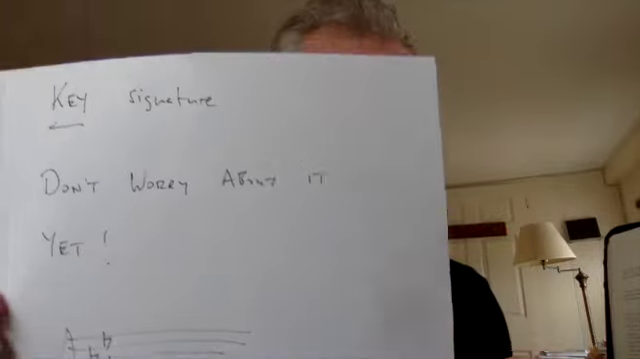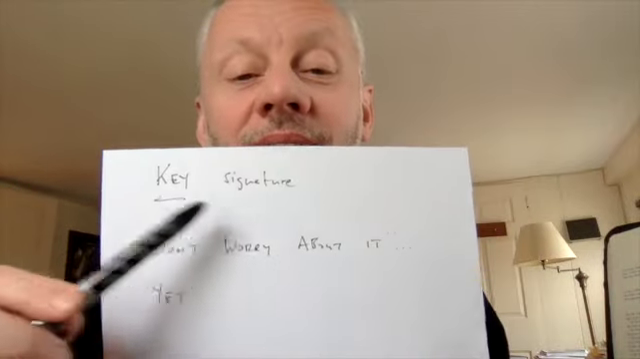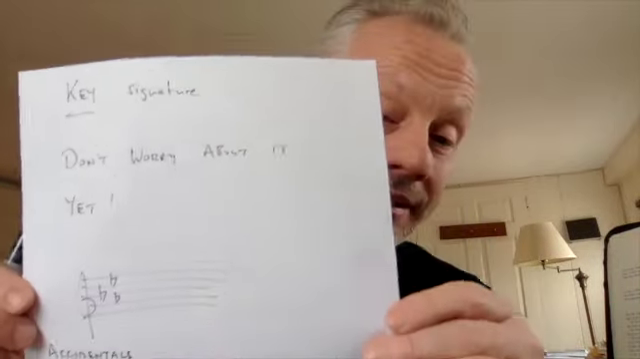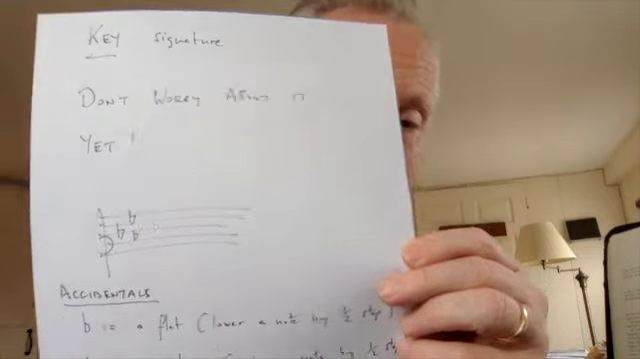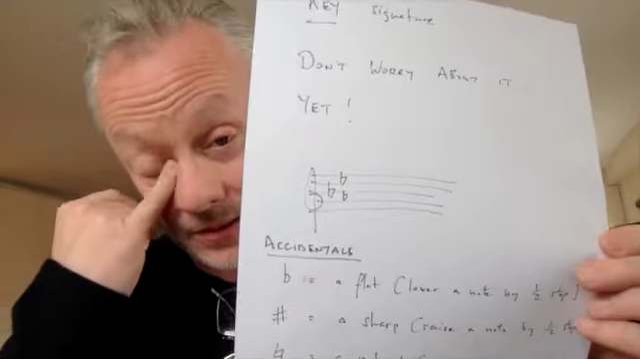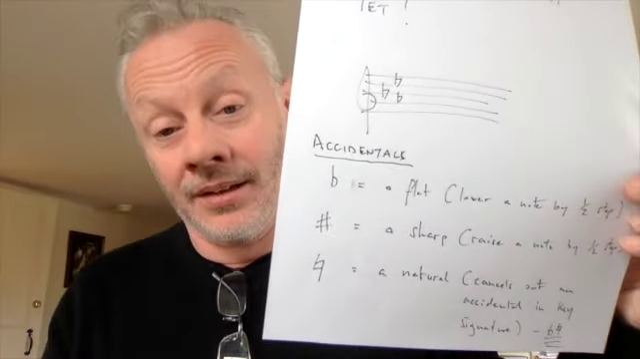Something I really don't want you to worry about right now, but this is... don't worry about it. Forget about it. Don't worry about it yet. This is the key signature. You're going to see this at the start of this piece, but you're going to see this at the start of any piece of music. You're going to have these little symbols, which we call accidentals.